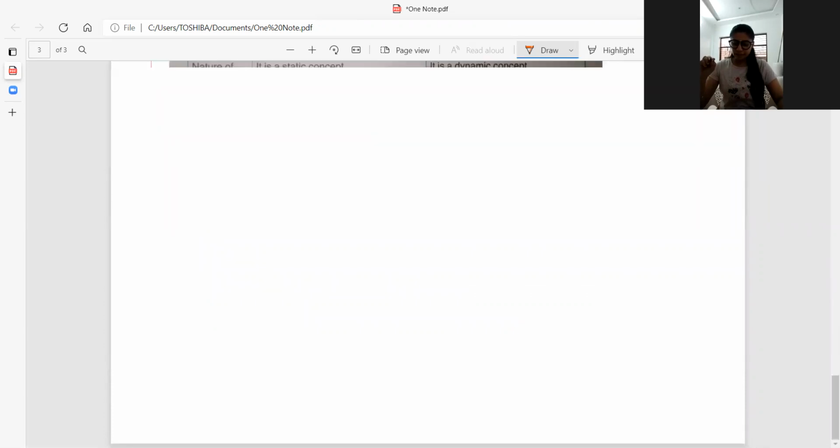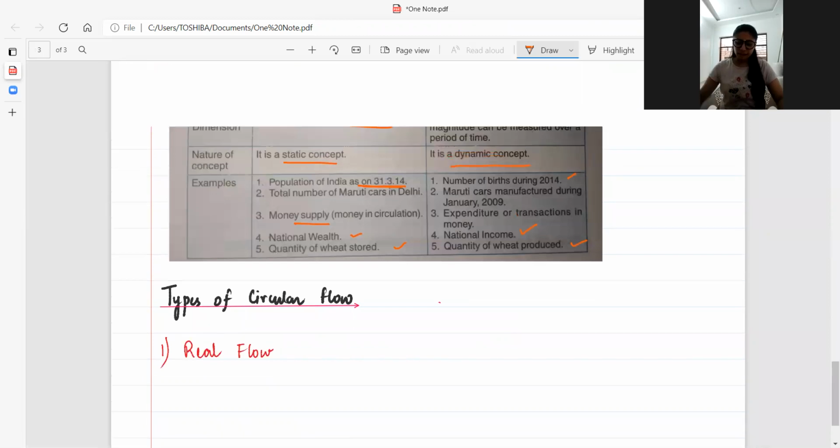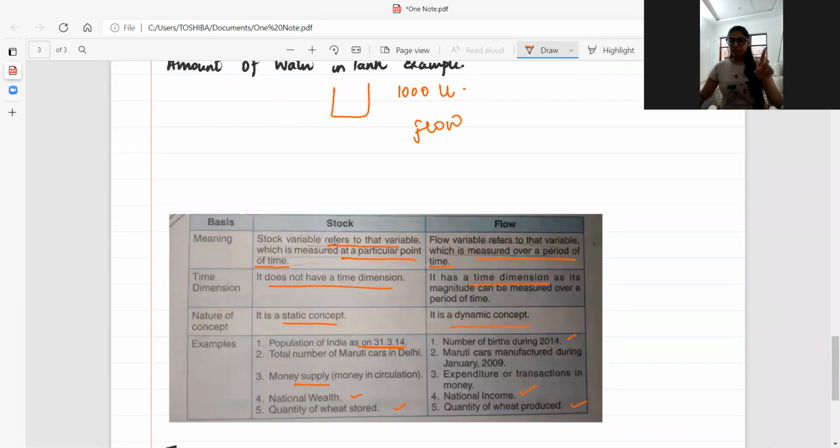And then we finally studied this difference, wherein I told you national wealth and national income should not be confused. National wealth is a stock variable, national income is a flow variable.